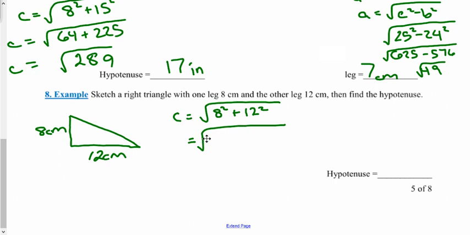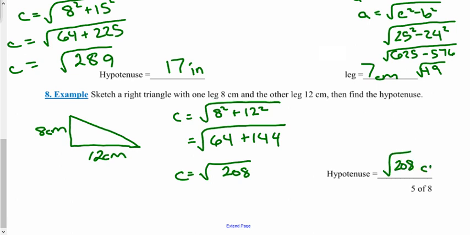Now, this one isn't going to come out as nice as the others. This comes out to be square root 208. And if you try to figure out what that might be, it's not very nice. So we can do a couple things. I can just leave it like this, square root 208 centimeters.